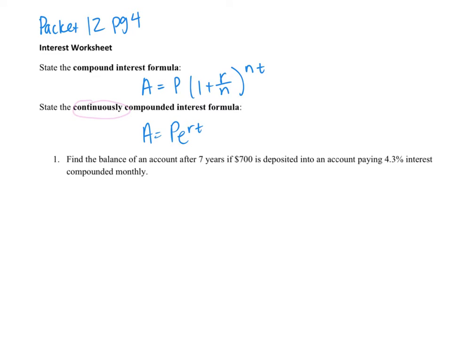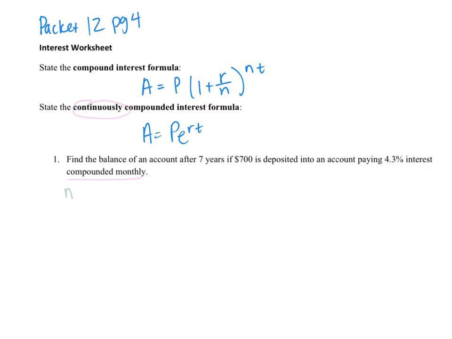In the first problem, it says find the balance of the account after 7 years if 700 is deposited into an account paying a 4.3% interest rate compounded monthly. Here's how we're going to do things. I want you to think about how often they compound first, because that will determine what formula you use. In this case, you're compounding monthly, which tells you how often they compound. They're adding interest every month, which is 12 times a year.